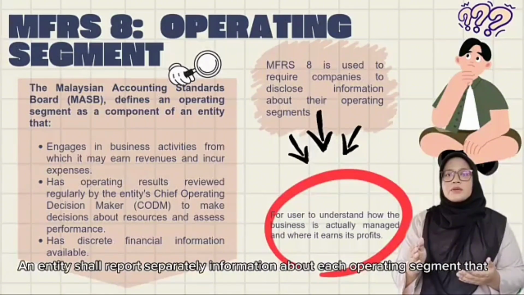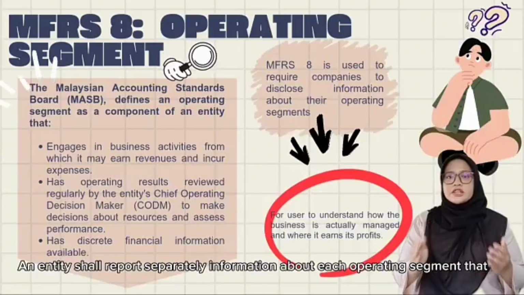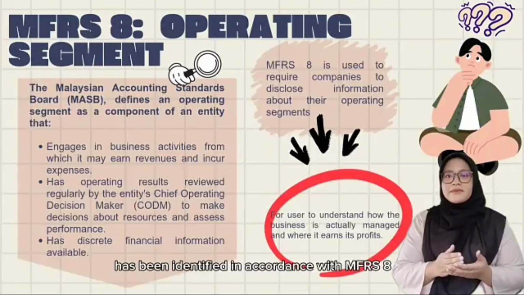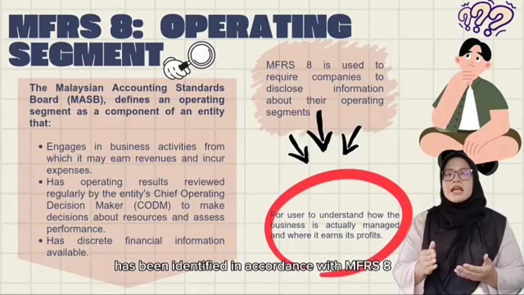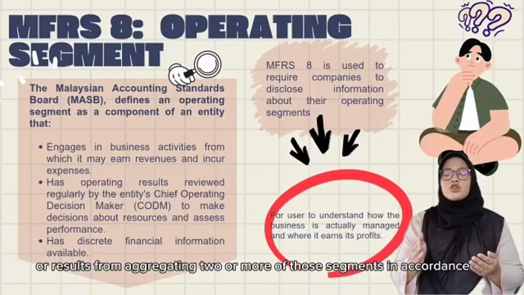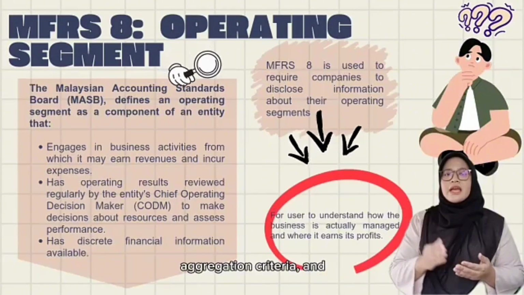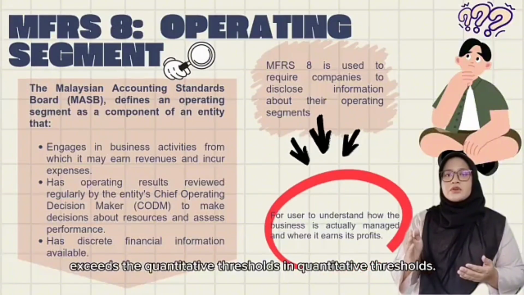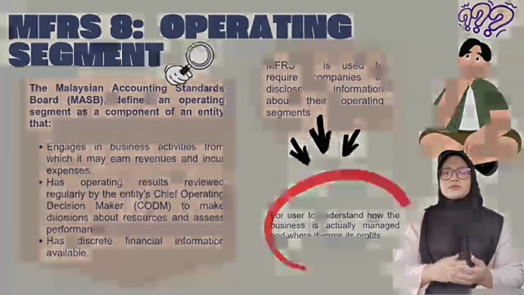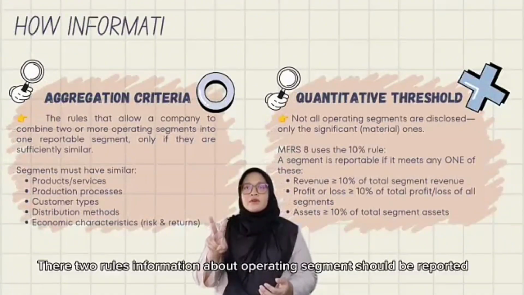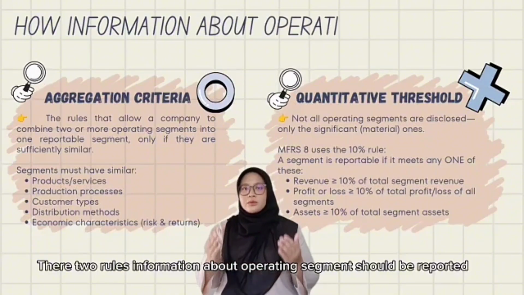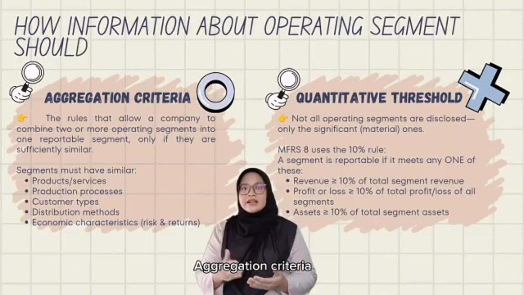An entity shall report separately information about each reportable segment that has been identified in accordance with MFRS 8 or results from aggregating two or more segments in accordance with the aggregation criteria and exceeds the quantitative threshold. There are two pieces of information about operating segments that should be reported. The first one is aggregation criteria.